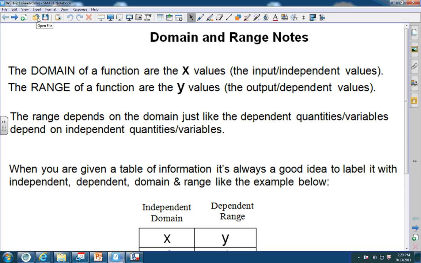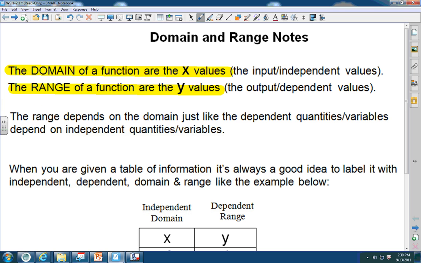In this video, we're going to be talking about domain and range. As it says up here at the top, the domain of a function are the x values. Okay, so domain is the x, or the independent value. Range are the y values, the dependent values.